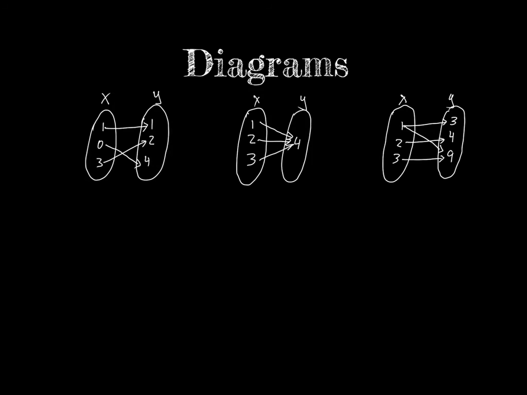But look at the last one. The last one is not a function because 1 goes to 3, but 1 also goes to 9. That means that one input has two different outputs. So by definition, that is not a function.